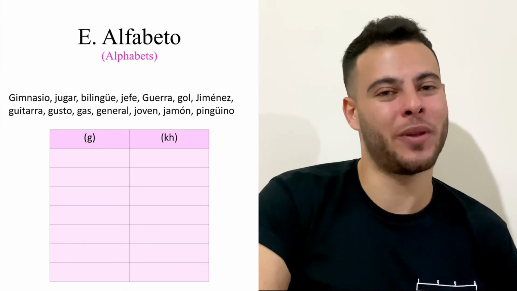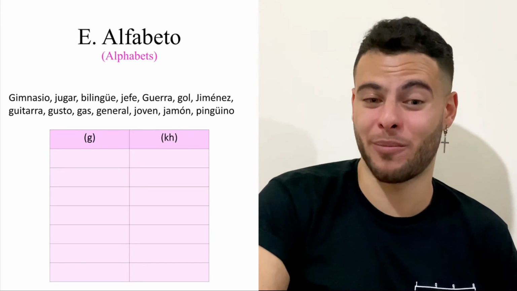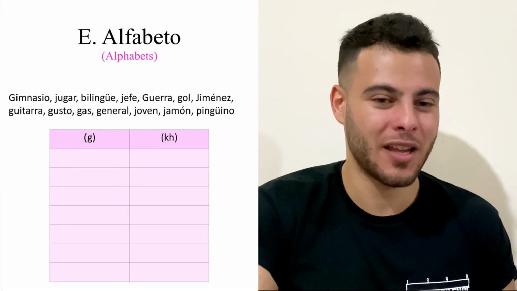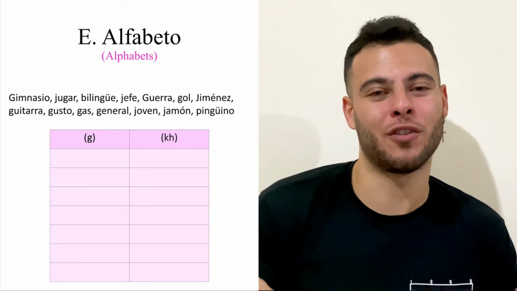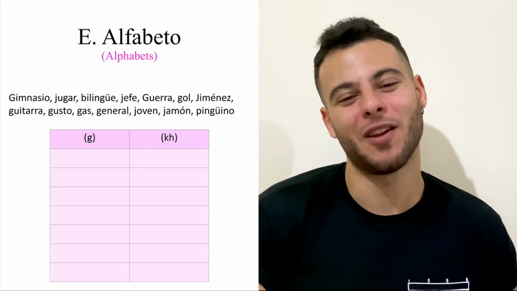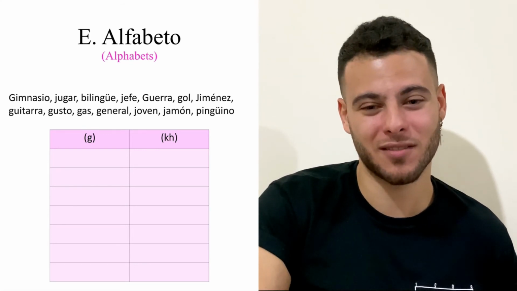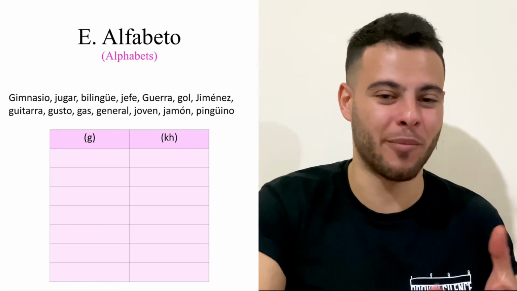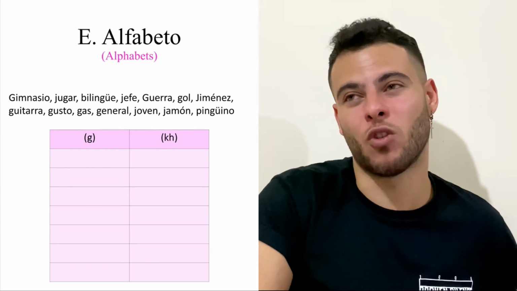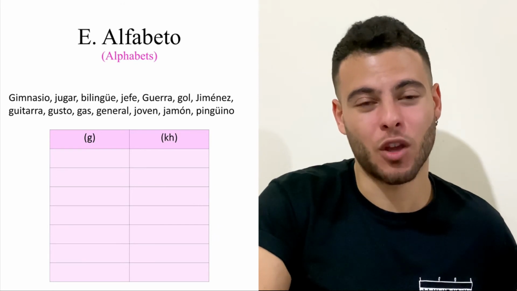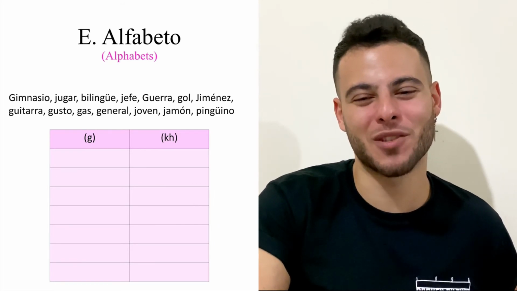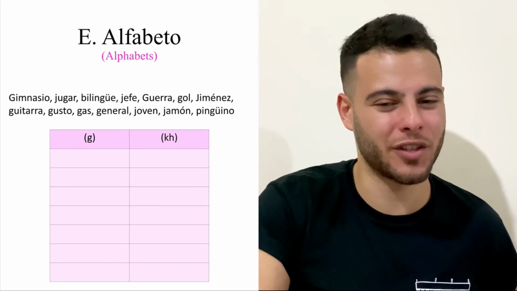What does gimnasio mean? Gimnasio is the gym. Jugar is the verb to play. Bilingüe is what you guys are going to become after you finish taking courses with me and following my page on YouTube, which just means to speak 2 languages. Jefe is a boss. Guerra, it's, well, war. Goal, it's a goal. It's as simple as that. But we just omit the A from the English version of it.